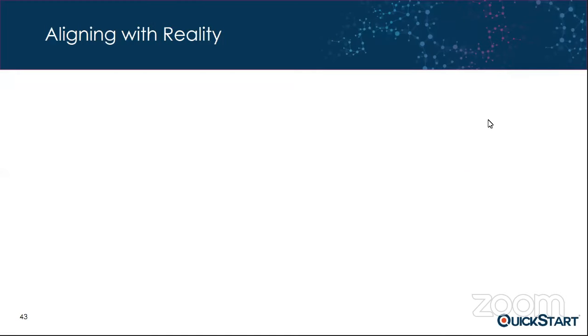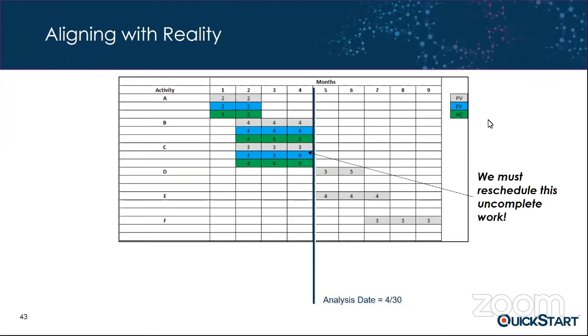That kind of brings us up to where we are now. We've completed our analysis. We know the state or health of our project, behind schedule and over budget. But what we need to do now, it's not enough. We need to align our project with reality, because if you remember, there's some work that was left in month number 4 for this activity C that we didn't complete. There's still work that's incomplete. And so what we need to do is reschedule this incomplete work.